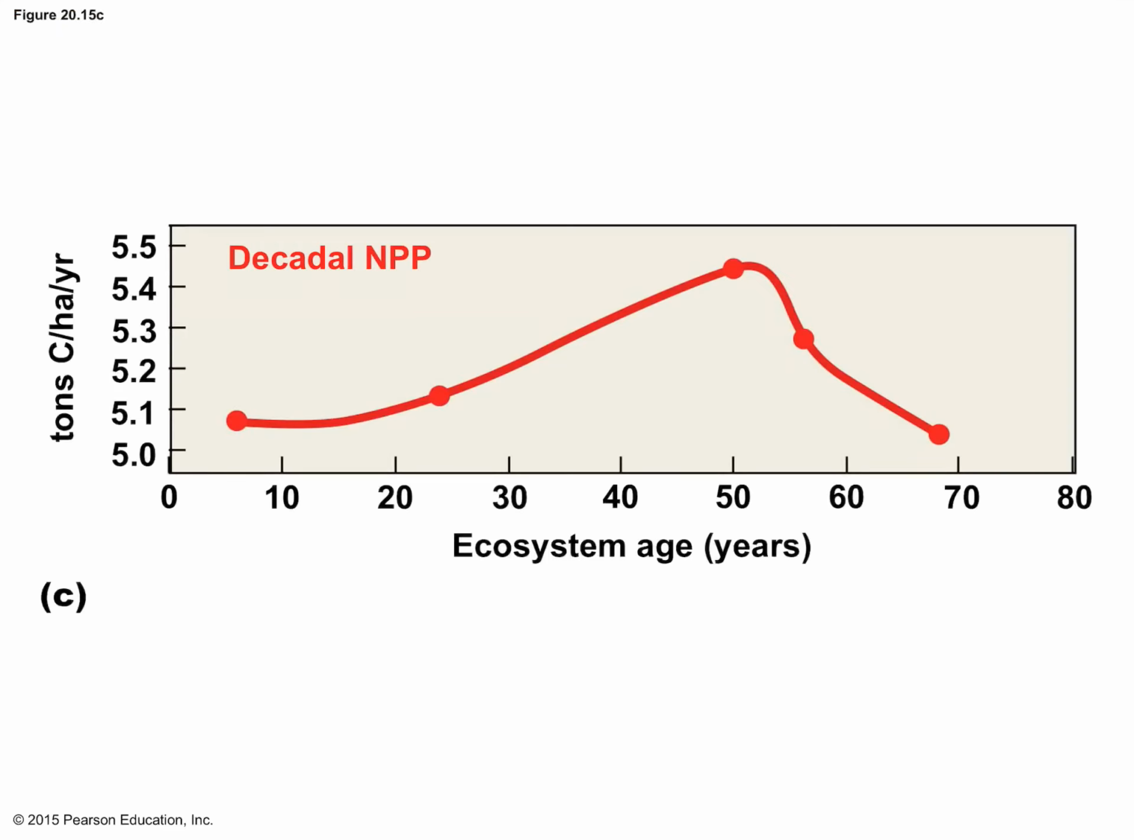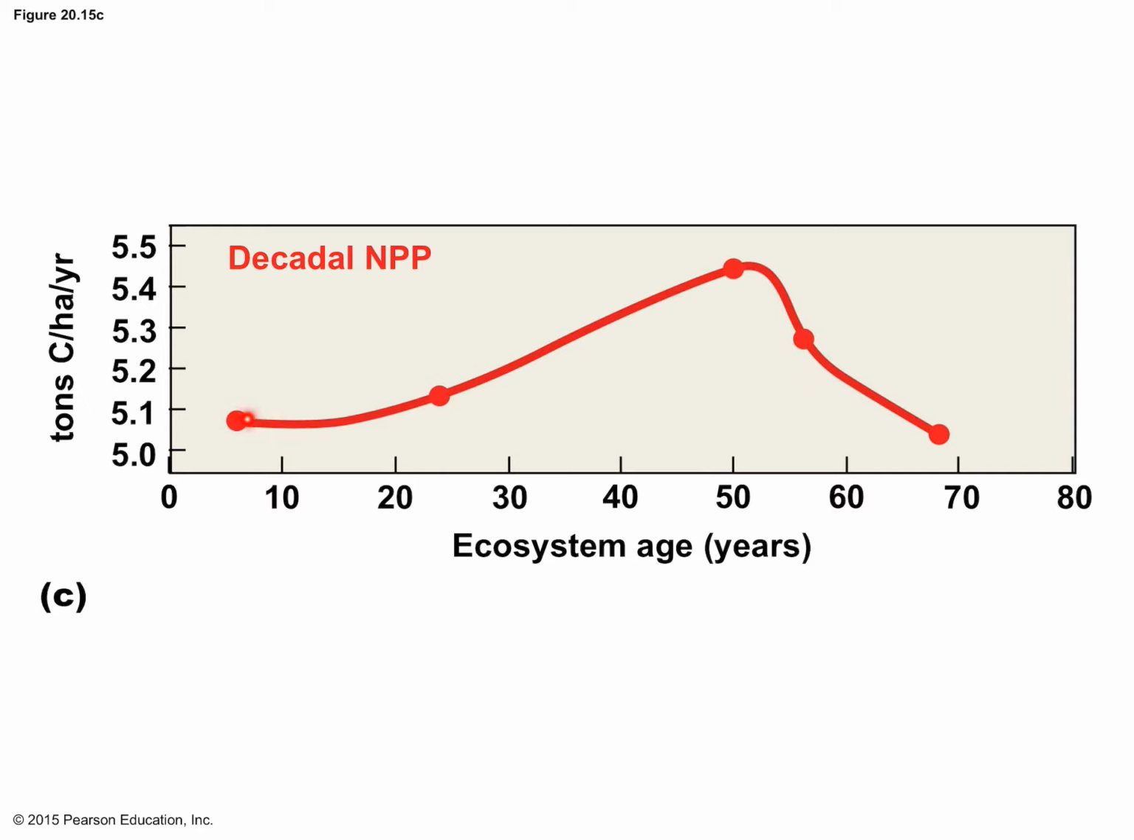So let's look at an example of this. Here you see, I think this is for a temperate forest ecosystem. Here you have ecosystem age in years, right? So let's say it's cut and then allowed to grow back, going up to about 70 years. Here we have decadal net primary productivity, so measured every 10 years. So again, tons of carbon per hectare per year.